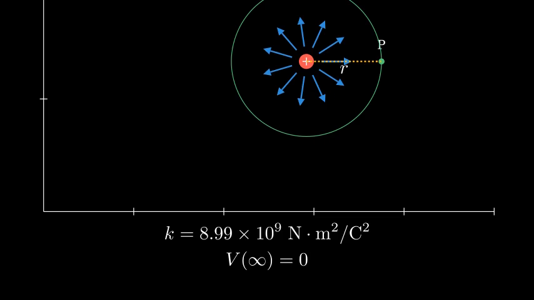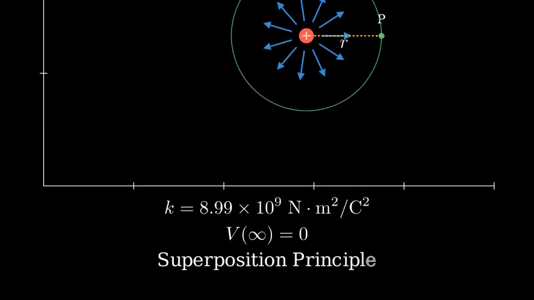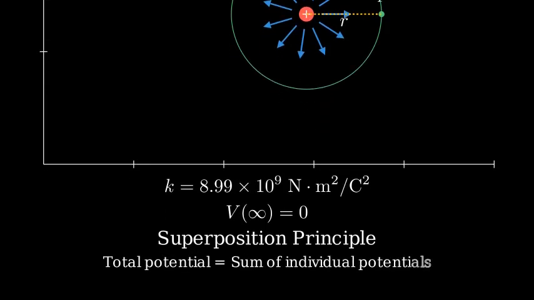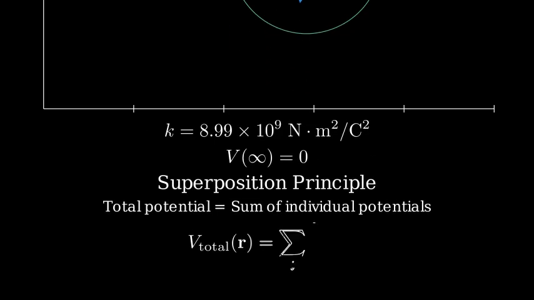Note that we're choosing the potential at infinity to be zero, which is a common convention in electrostatics. The superposition principle is very important in electrostatics. If multiple charges q sub i are present, the total potential at any point is simply the algebraic sum of the potentials due to each individual charge. So, V total at position r equals the sum of k times q sub i divided by r sub i, where r sub i is the distance from charge q sub i to the point of interest.